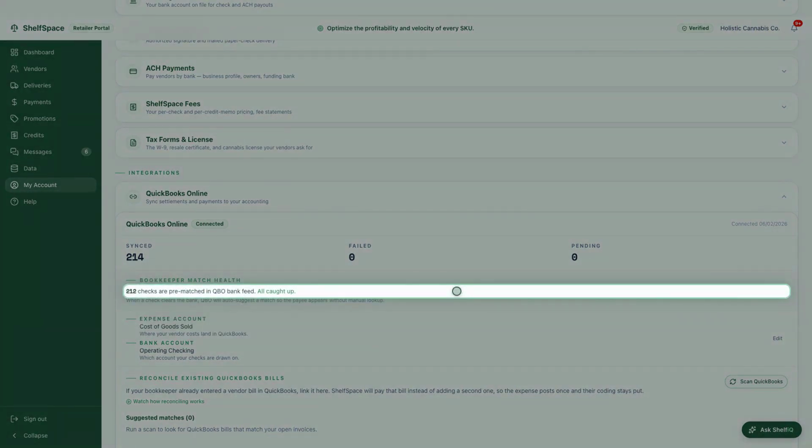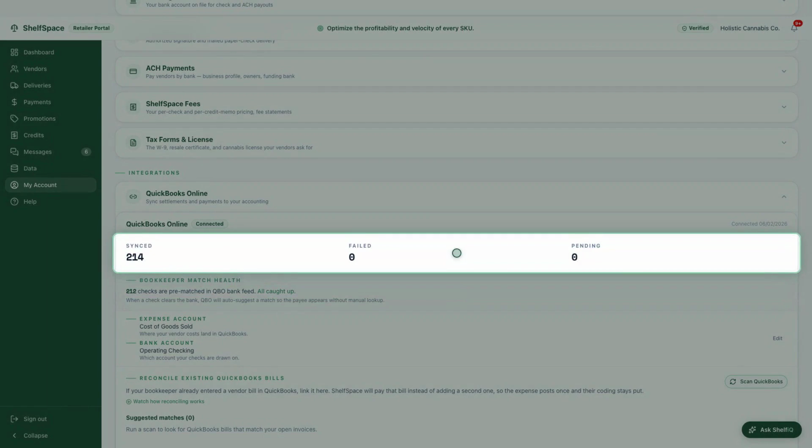That check number is doing more work than it looks like. It's the field your bank feed matches on. So when the check comes back from the bank, QuickBooks already knows who it was written to, and nobody is squinting at an unnamed debit trying to reconstruct it. 212 of them lined up here with nothing waiting.